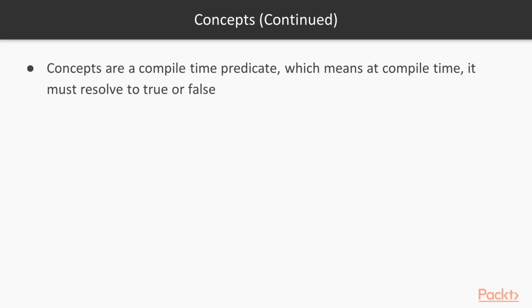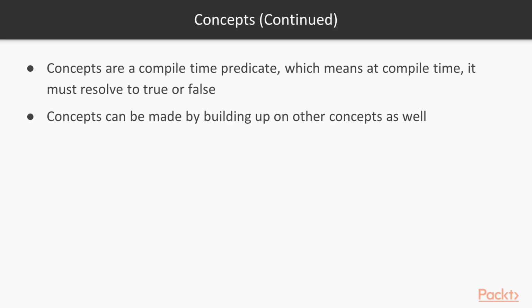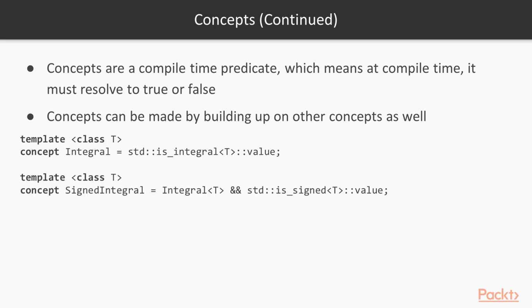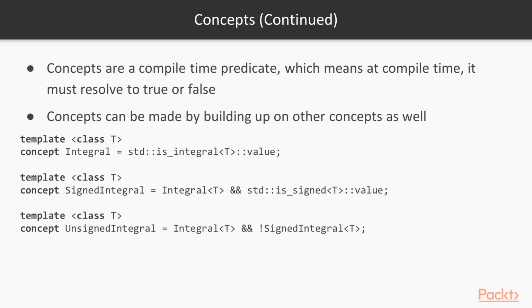At their core, concepts are a compile time predicate, which means at compile time, they must resolve to true or false. Concepts can be made by building up on other concepts as well. Here, for example, we define a concept called integral, which constrains the type to pass the standard isIntegral test. Next, we create a signed integral concept. This says that the value must be both a regular integral and must also pass the standard isSigned test as well. And finally, we define an unsigned integral concept that says it must pass the integral constraint but fail the signed integral constraint.